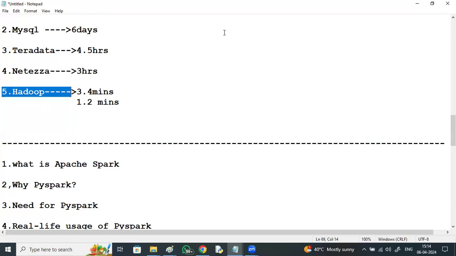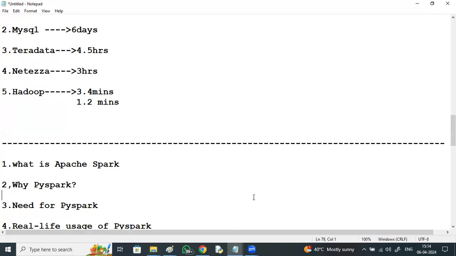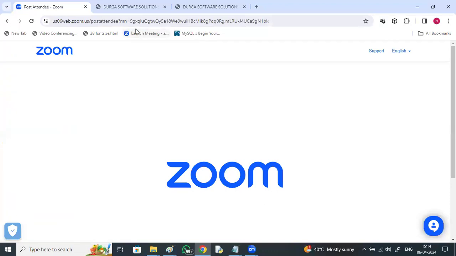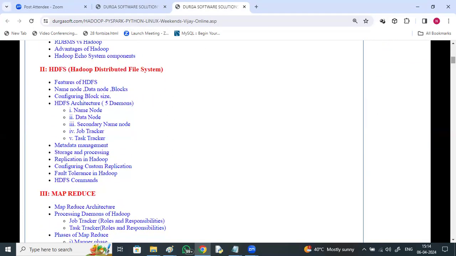See the course content, what I'm going to discuss. It starts with a very brief introduction to big data, Hadoop, the need for Hadoop, sources, types, languages, storage, and Hadoop ecosystem components. Then HDFS, the Hadoop Distributed File System. You need to have knowledge about the HDFS file system, the HDFS architecture, the storage architecture and processing architecture, metadata management, replication, storage and processing, and the fault tolerance mechanism.